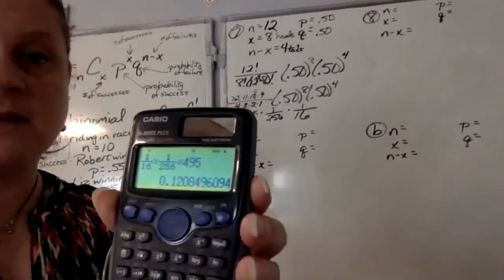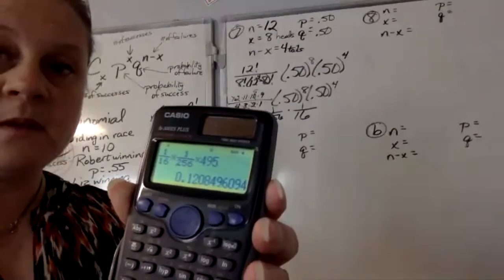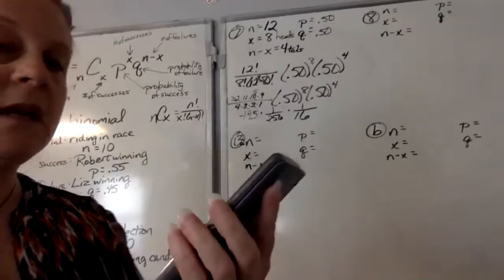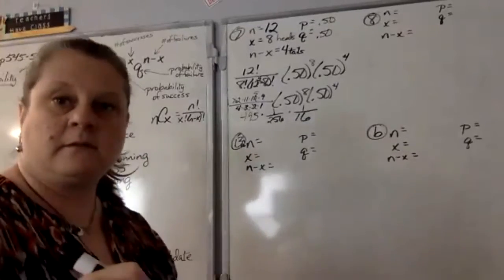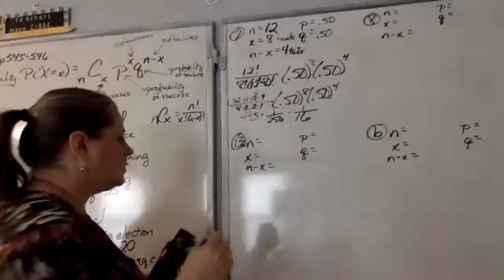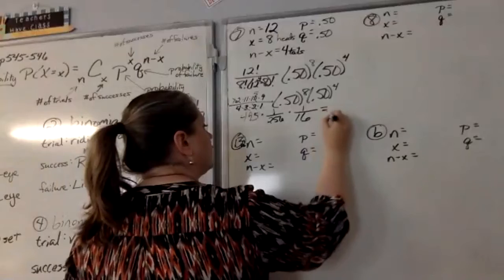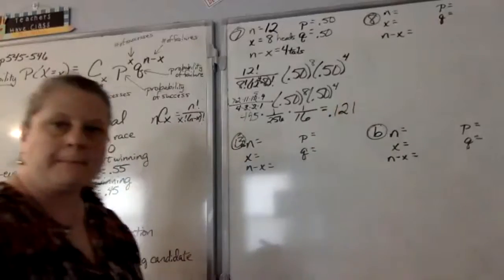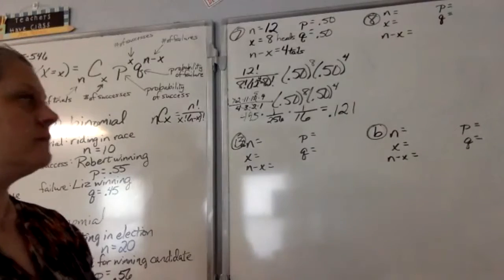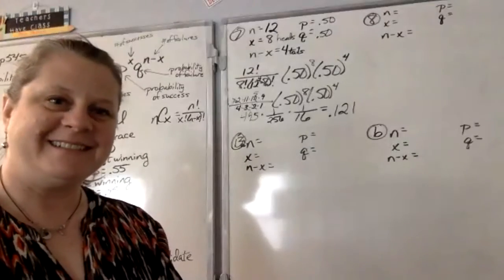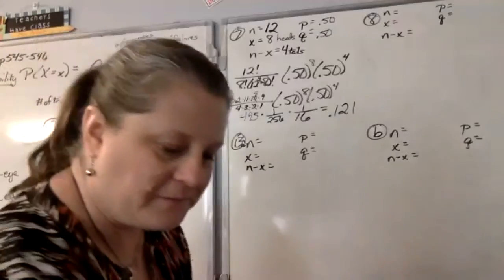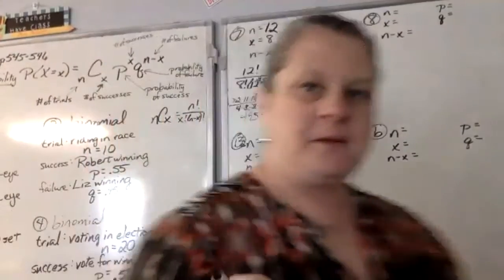Can you see that? It's a big long decimal, right? We're supposed to round to how many places? 3. So I'm going to end up with 0.121, because the 8 is going to make it go up. Okay. See, isn't that fun? No, not really. But we can do it. It's all right. We'll make it through.